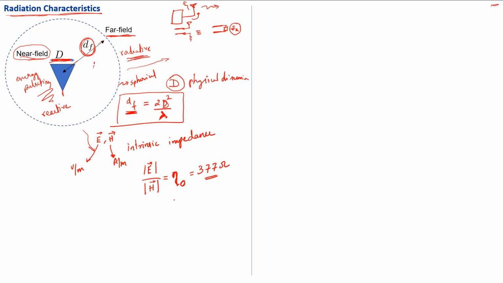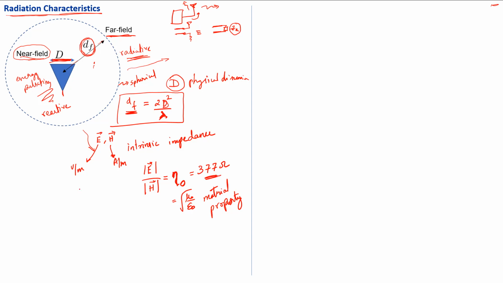In fact, this eta is the square root of mu naught over epsilon naught, where mu naught is the permeability of free space and epsilon naught is the permittivity of free space. These determine the material property of the medium. It depends on the material properties. So in general, we see that in the far field, the electric and the magnetic fields are related in this manner by 377 ohms.